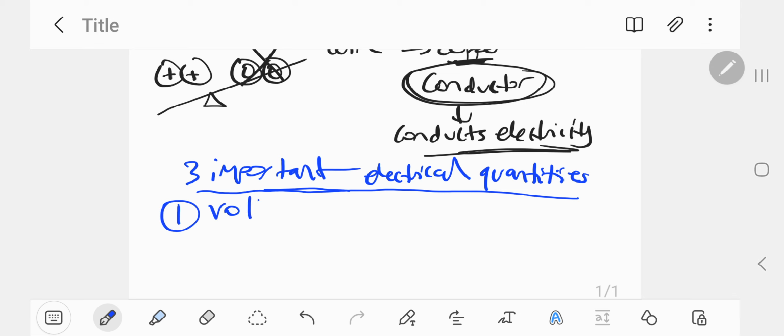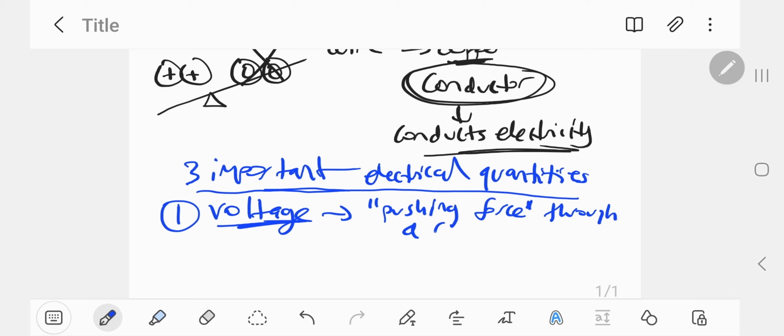Let me start off with voltage. I'm sure you've heard of voltage in power lines and all that. Voltage is basically a measure of, loosely speaking, the pushing force through a conductor. Let's keep it at that for now.